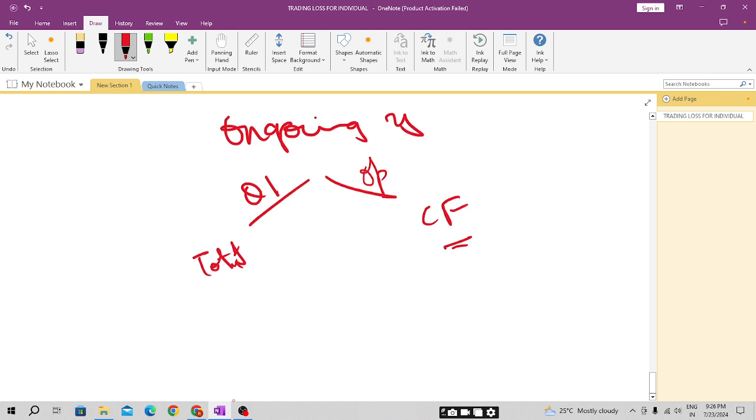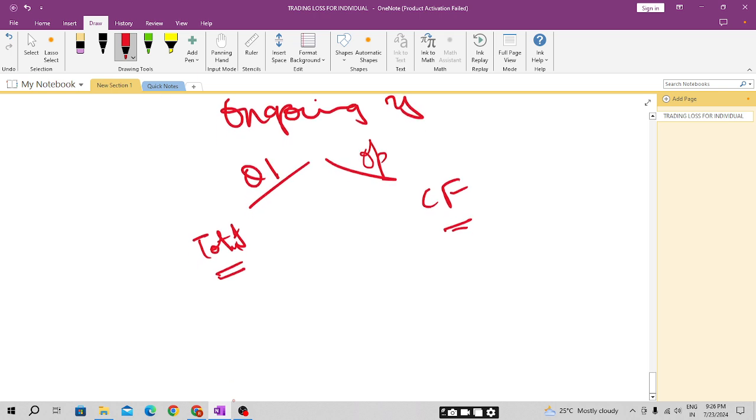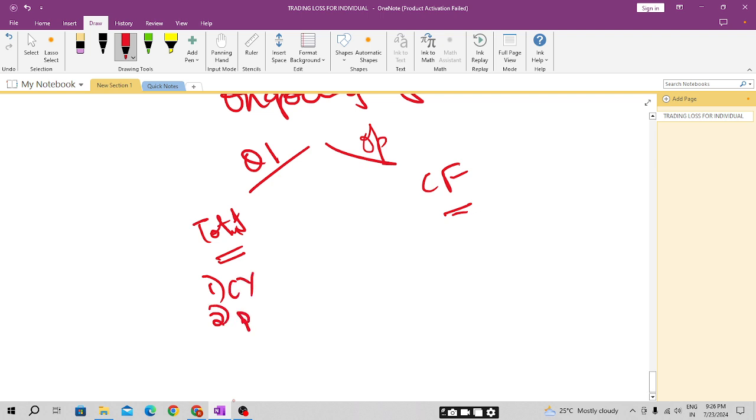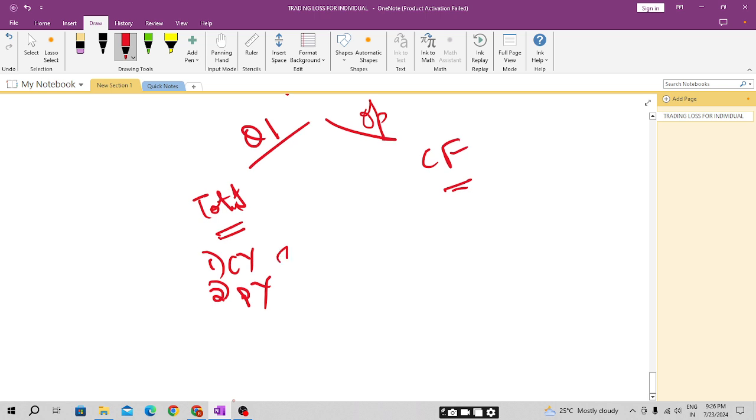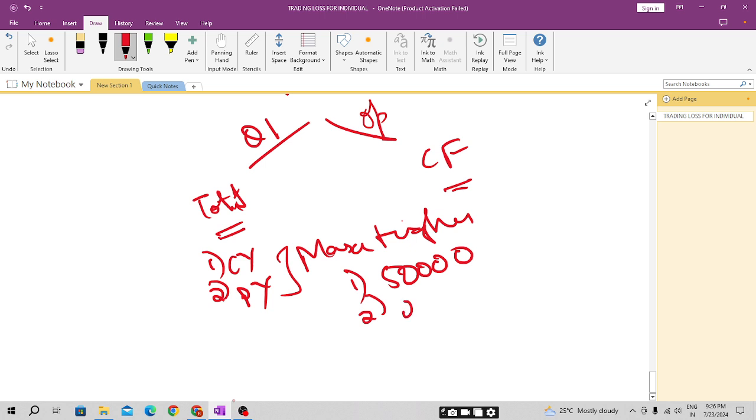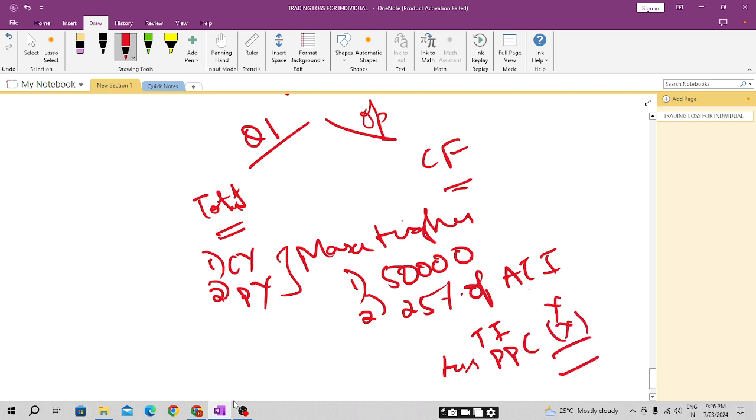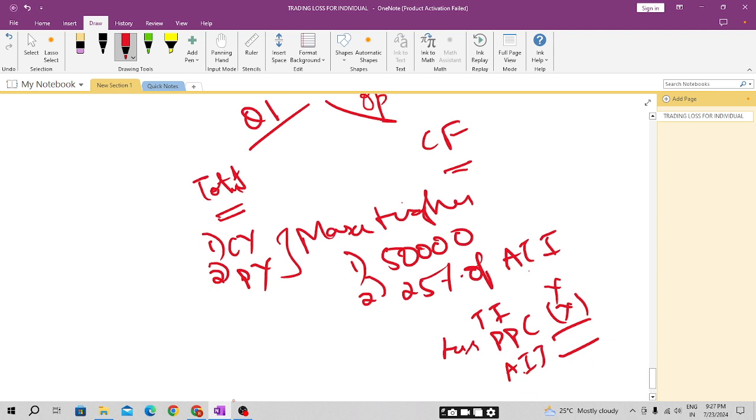Then if option 1 is selected, we can set off against the total income. Total income of current year and previous year. And we had studied the maximum amount which we can claim is the higher of two things, that is, students, first one is the 50,000, or 25% of ATI. ATI is adjusted total income, that is total income less PPC. We will arrive at our ATI. So this is the maximum amount we can set off against the total.